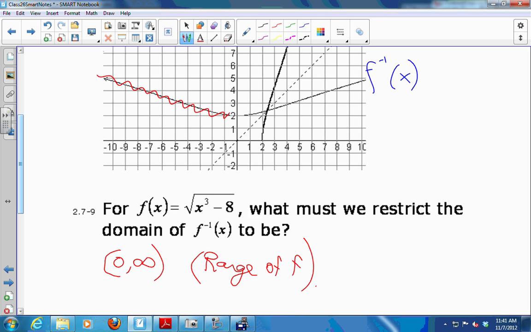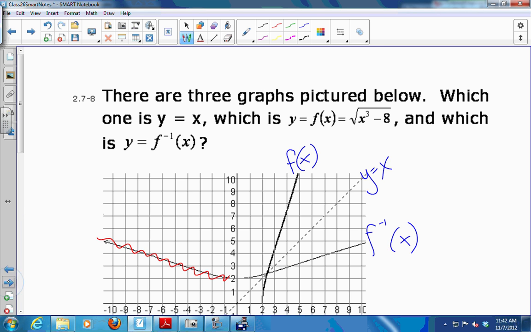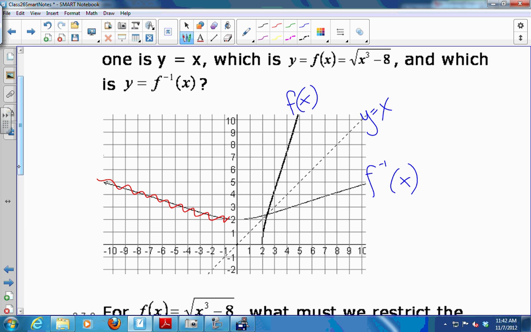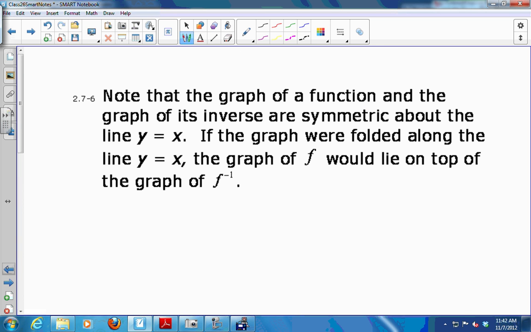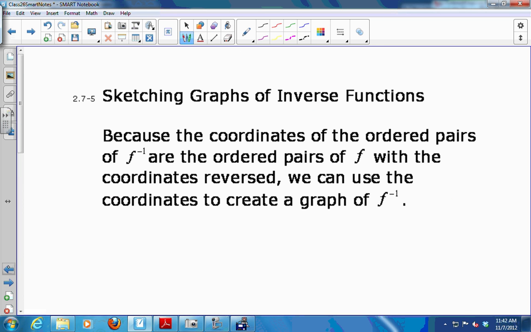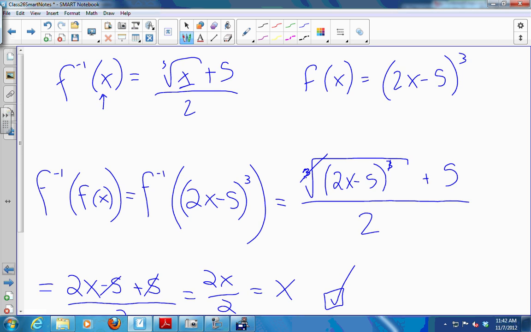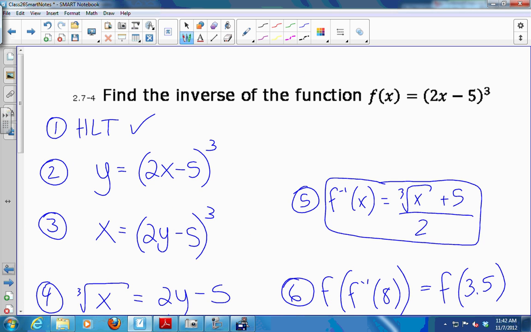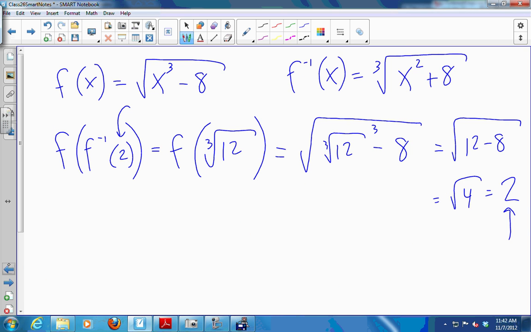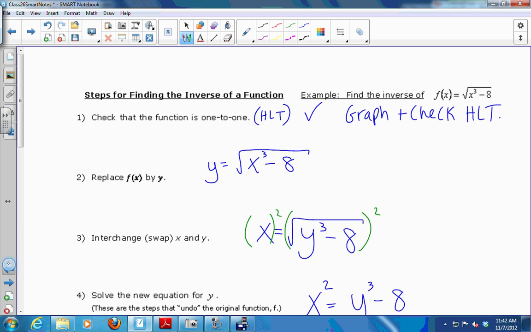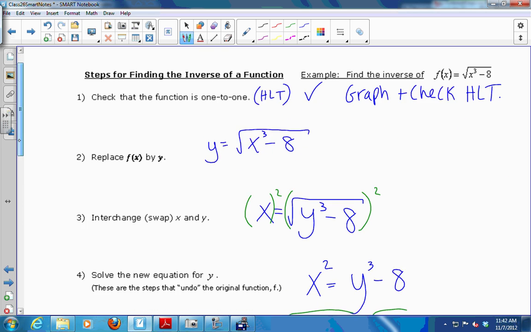So I skipped, there was a small detail a few slides back that I was hoping none of you would notice and you didn't. And this is why I have to restrict the domain of f inverse. So if I go back to where I was doing the check, I did all this work to figure out what f inverse was. Right? I did all this work trying to figure out f inverse.